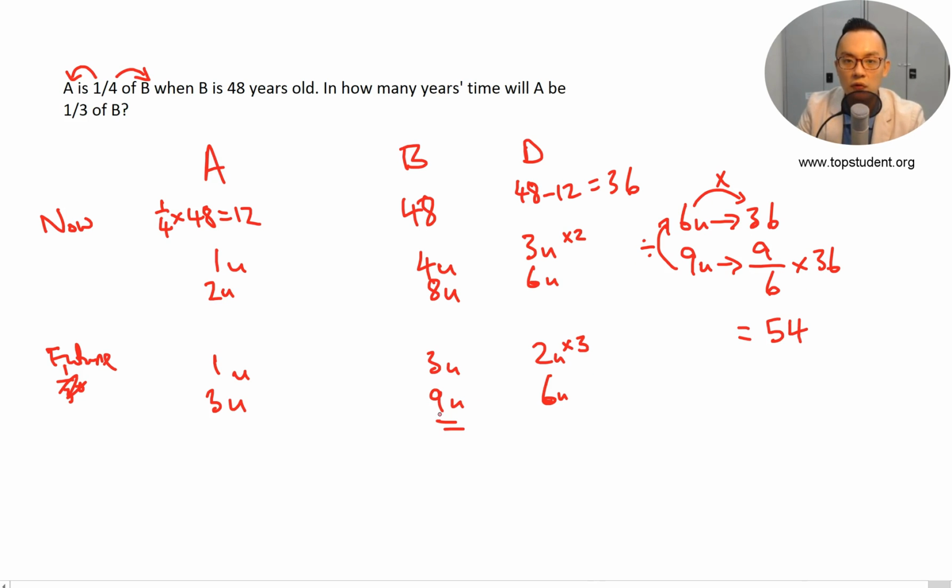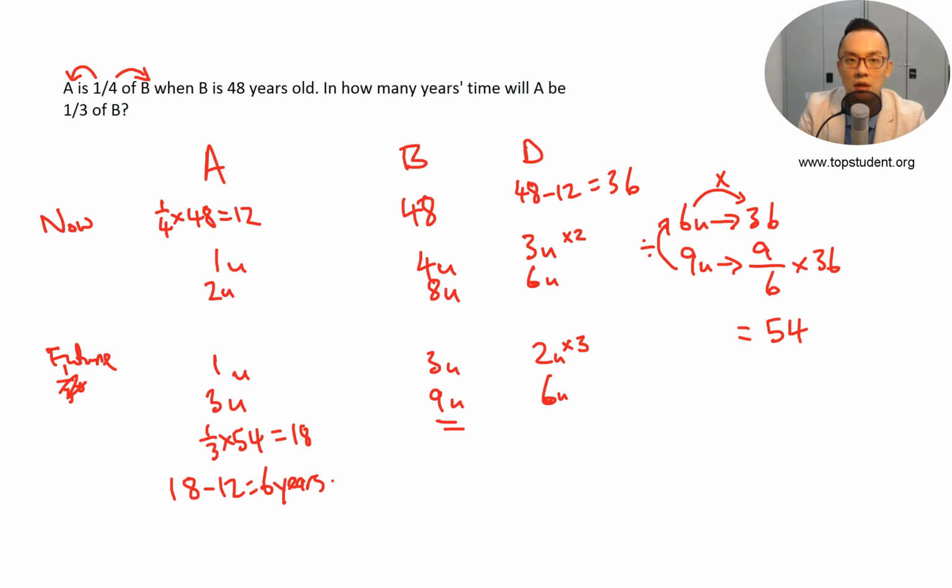So when he's 54, he will be 3 times, so he will be 1/3. So it's 1/3 times 54 equals 18. So you need to take 18 minus 12. 18 minus 12 equals 6 years' time. So in how many years' time will A be 1/3 of B? So 12, 18, in 6 years' time, A will be 1/3 of B.